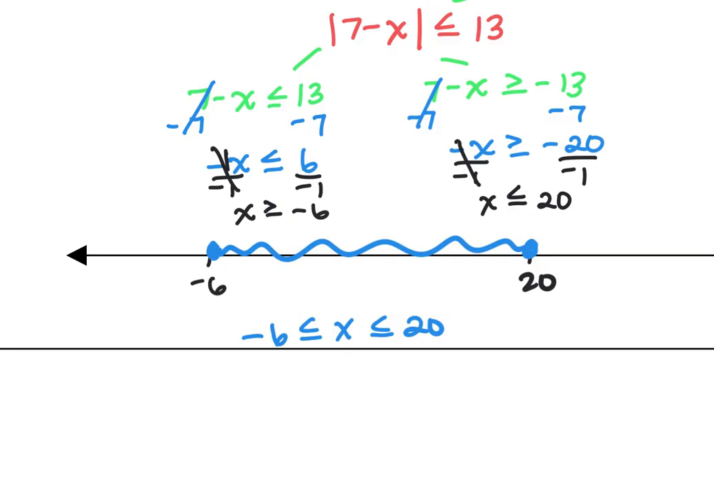And if we're writing it as an interval, we would use the brackets. We would do the bracket, -6 to 20, and a bracket. Unless those were open circles, like if it was just a greater than or a less than, then they'd be parentheses. If it's not included, it's parentheses. If it's included, it's a bracket. Okay? All right.